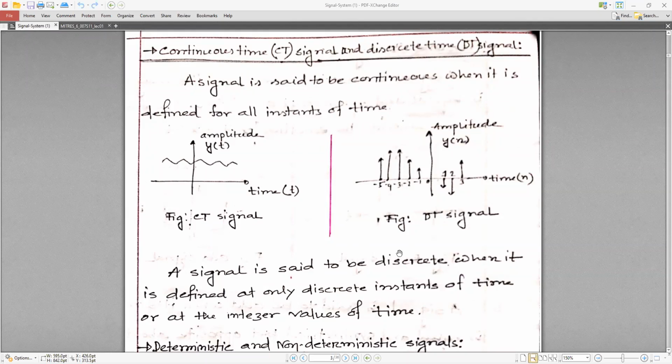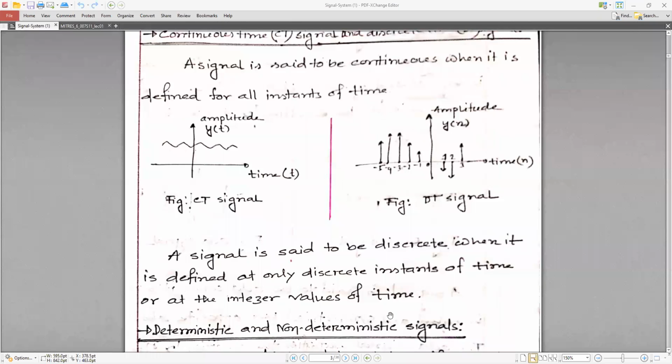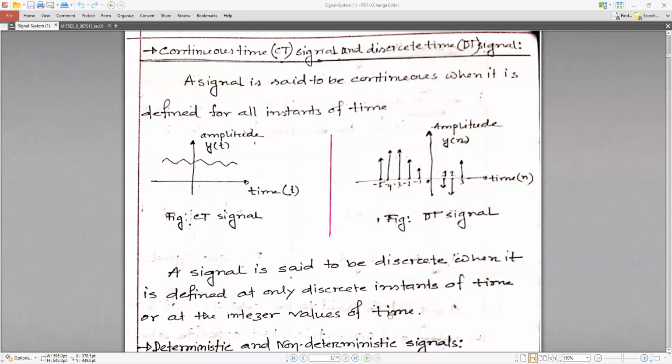But when is it discrete? A signal is said to be discrete when it is defined at discrete instants of time, or at the integer values of time. So see the definition. If I ask you in the viva what is the continuous time signal or which one is the discrete time signal, I think you can show it. Discrete time signal means at the integer values of time, you will find the discrete signals.